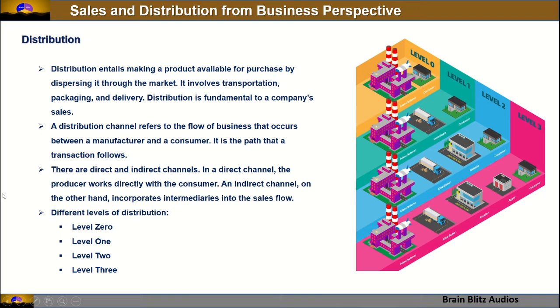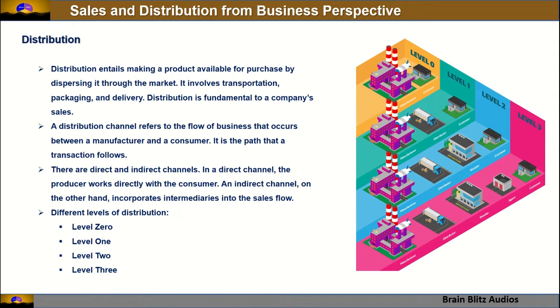An indirect channel, on the other hand, incorporates intermediaries into the sales flow. So if it is a direct channel, the manufacturer who made a product will sell directly to the customer or consumer. Whereas when it comes to the indirect channel, there will be agencies, distributors, resellers, those people who will come in between. So that is what the direct and indirect channel refers to here.